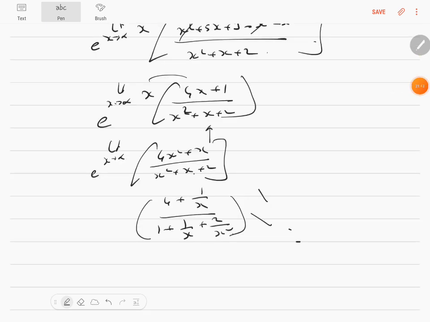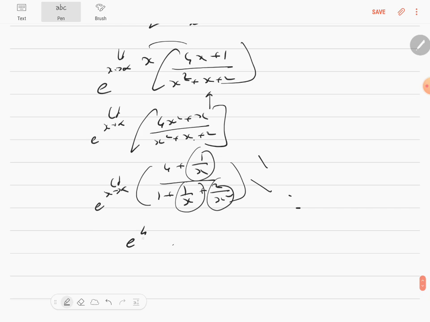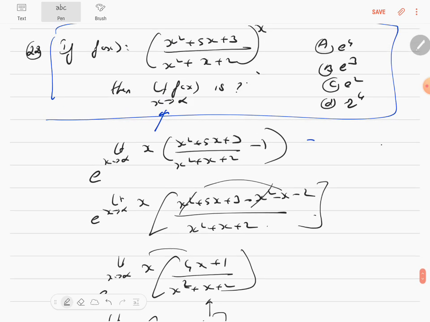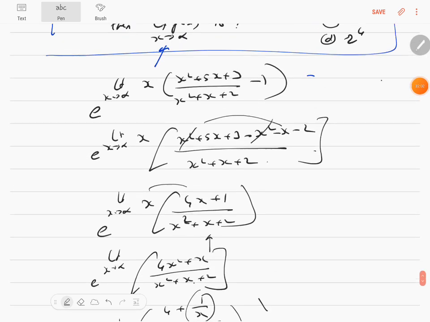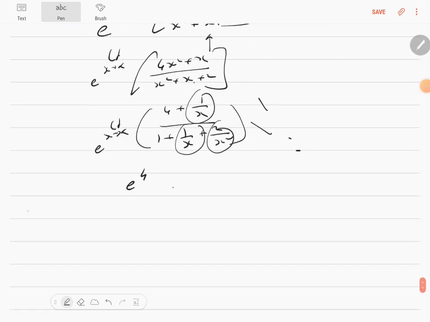So now in order to get 1 by infinity, I'm just dividing throughout by x square. I get it like this, and it's e to the power limit of x tends to infinity. 1 by infinity gets to 0, all this gets to 0. So can I write e to the power 4, and do you have an option? e to the power 4 we have. Let me check if the option is right. So that's correct. So let's go to the next question, which is the 23rd question.